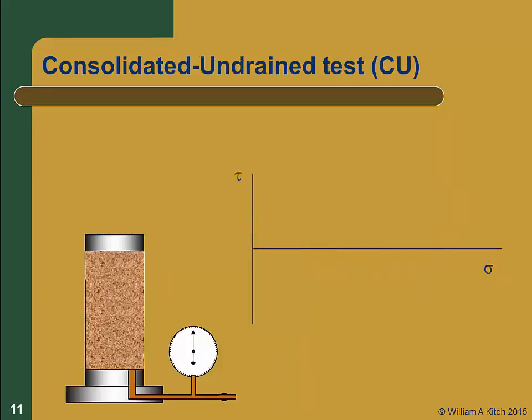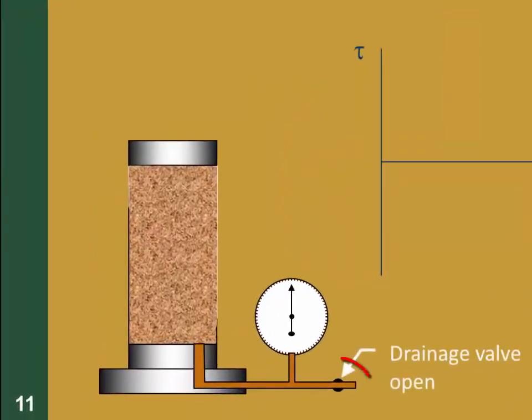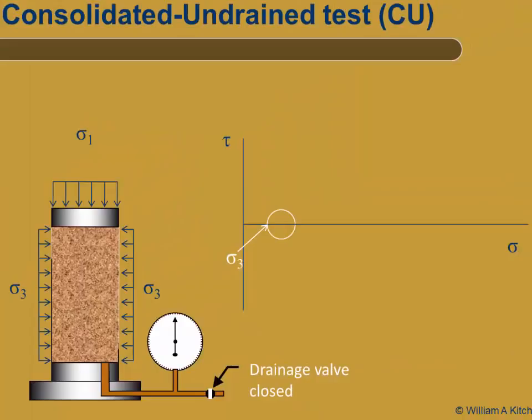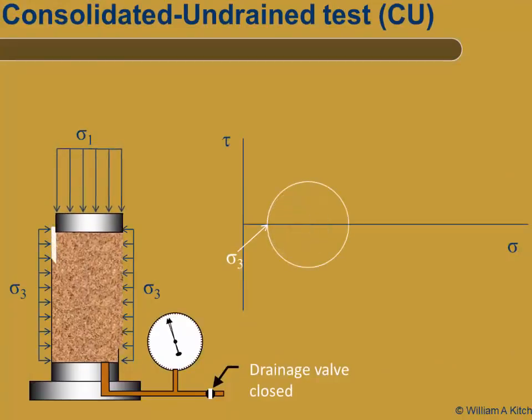Let's look at our final test, the CU test, or consolidated undrained test. In this test, the drainage valve is open while the confining stress is applied and remains open until the soil is consolidated and all pore pressures are dissipated. The drainage valve is then closed, creating an undrained condition for the shear phase of the test, and we will be measuring any excess pore pressures that are generated during shear. The vertical stress is then increased until the soil fails.